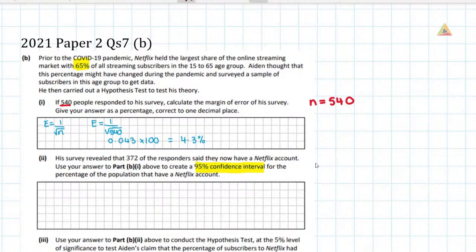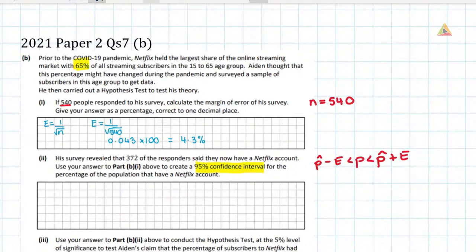And we know that a 95% confidence interval comes from P hat minus E is less than P is less than P hat plus E. So to use our 95% confidence interval, we're going to need two things. We're going to need the margin of error E, so we've calculated that in part 1, and we're also going to need the sample proportion P hat. So we're going to have to calculate the sample proportion P hat before we can make our 95% confidence interval.